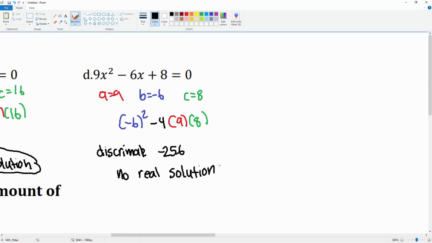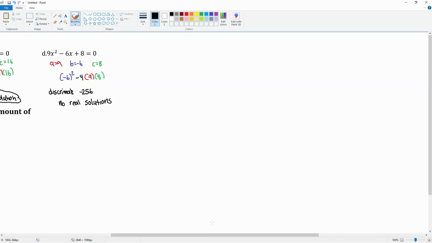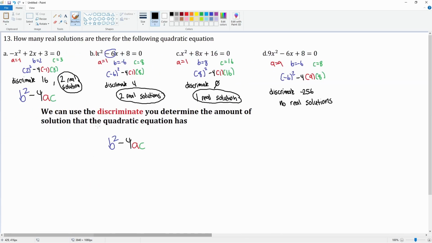So let's recap this. For the first two, the discriminant was positive, so you get 2 real solutions. If the discriminant is 0, like for C, you have 1 real solution. And for D, if the discriminant is negative, it has no real solution.